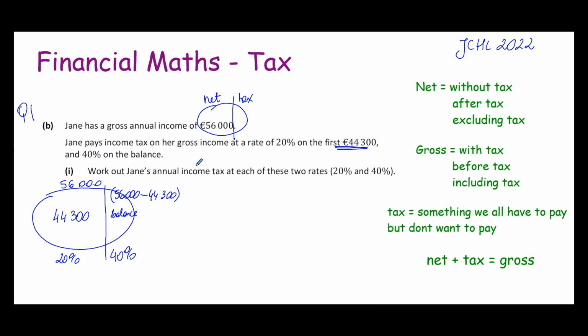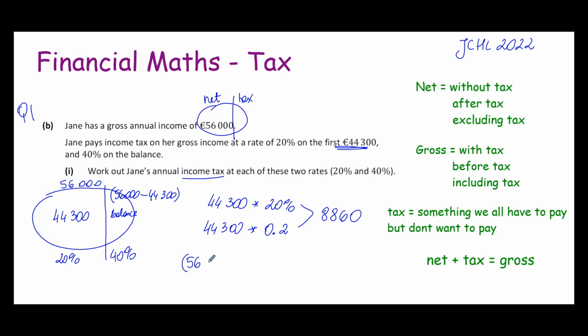So we have to work out Jane's annual income tax. They are looking for how much that tax is going to be at each of these two rates. So how do we do the calculation? 44,300 multiplied, because when we need to find the percentage of a number, what do we do? We multiply. Either in your calculator you put 20%, with the percentage sign, or you change that to a decimal, 0.2. It doesn't matter which way, both of them will work. When we put that in the calculator, we get 8,860.